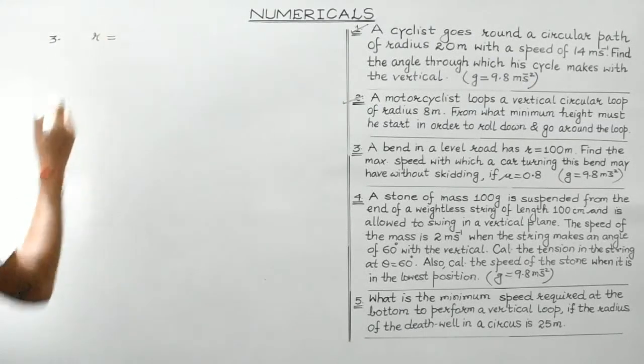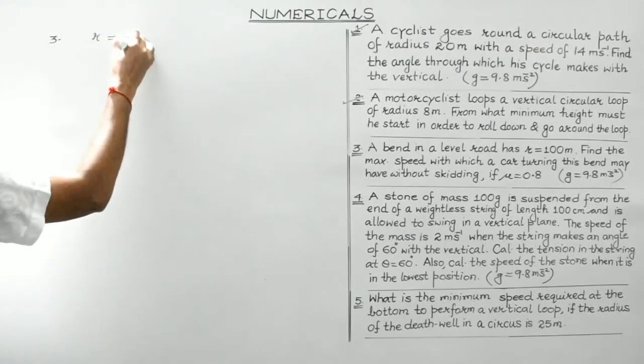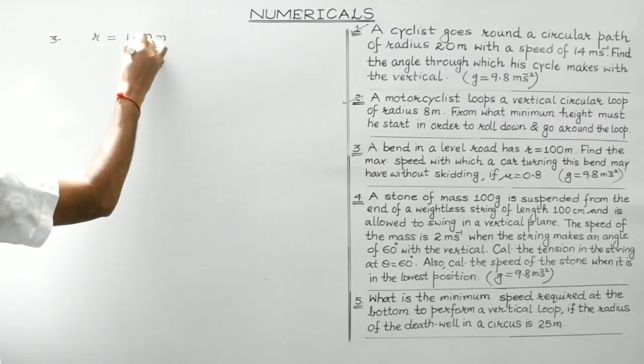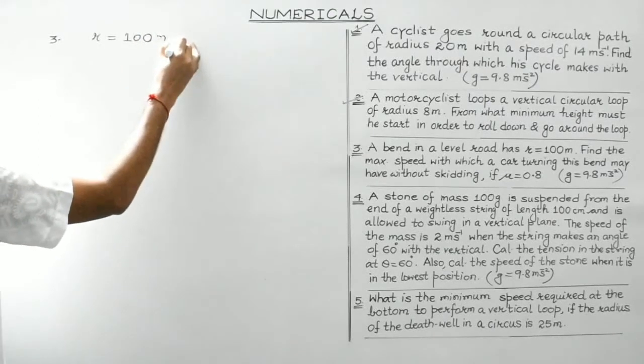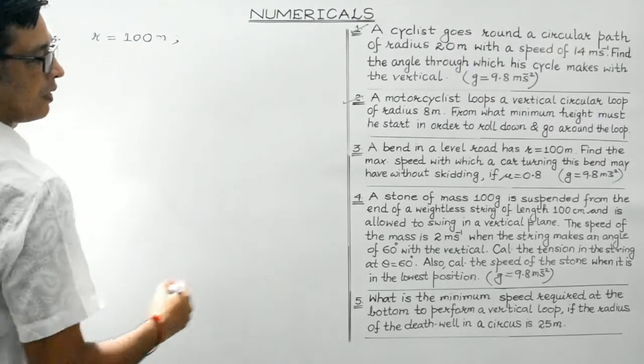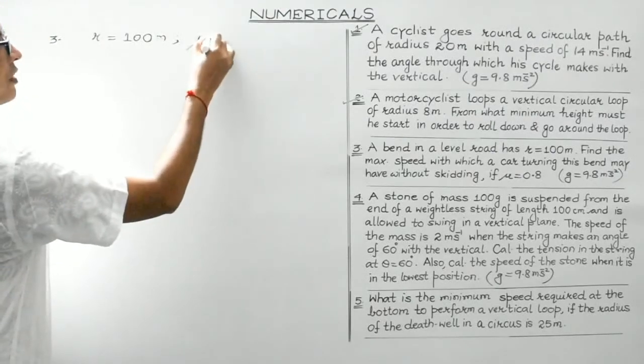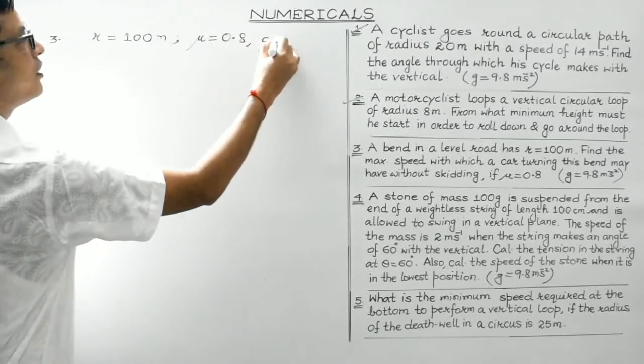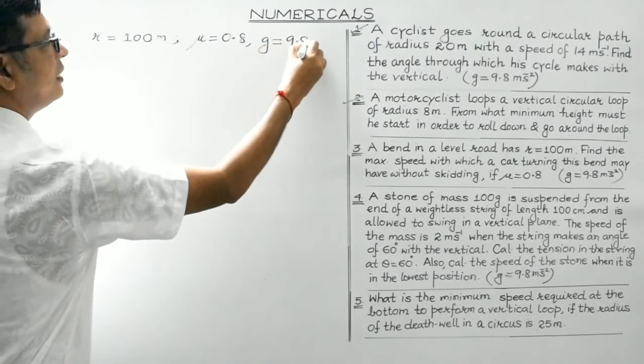Radius of the circular track is given to be 100 meter. Right? Then the coefficient of friction is given to be 0.8 and the acceleration due to gravity is to be taken as 9.8 meter per second square.